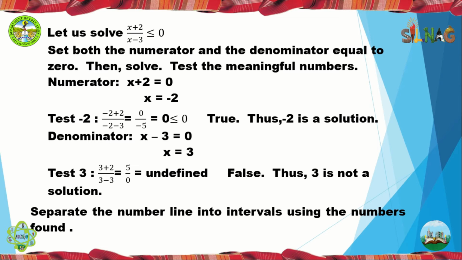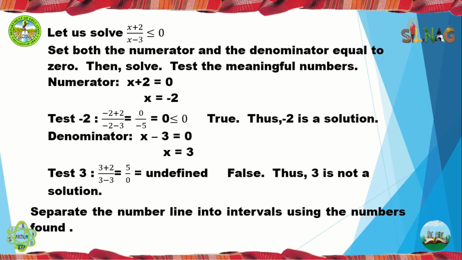Let us substitute negative 2 in the given inequality. So we have negative 2 plus 2 over negative 2 minus 3. Negative 2 plus 2 is 0. Negative 2 minus 3 is negative 5. 0 divided by negative 5 is 0. So the left side is equal to the right side. Therefore, it is a true statement. Therefore, negative 2 is a solution of the given inequality.